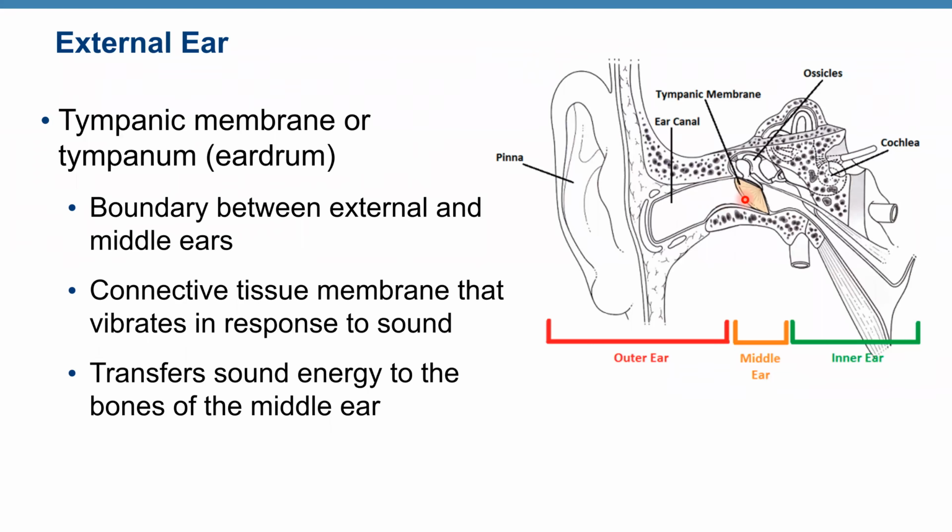So what separates outer or external ear from middle ear is tympanic membrane or tympanum or eardrum. So it's a boundary between external and middle ears. It's a connective tissue membrane that vibrates in response to sound and transfers sound energy to the bones of the middle ear. Right, so here we have the middle ear bones, the ossicles. Ossicles are small bones in the middle ear that vibrate when tympanic membrane vibrates.